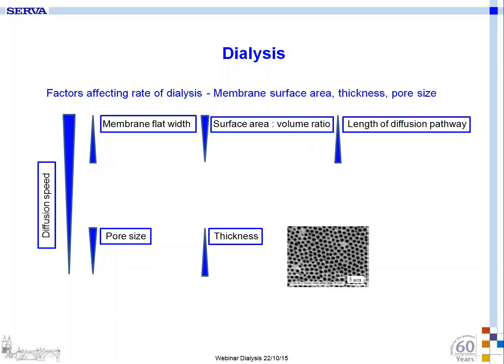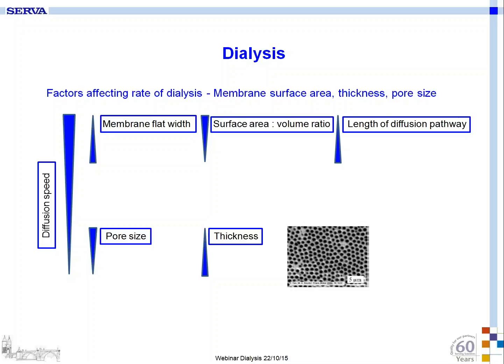Another very important factor is the membrane properties, especially the membrane surface area, the thickness, and the pore size. To have a very good diffusion speed, you have to have a high surface area to volume ratio, because if you have a very high membrane surface area to volume ratio, you have a very short length of diffusion pathway, and this means of course that you have a high diffusion speed.